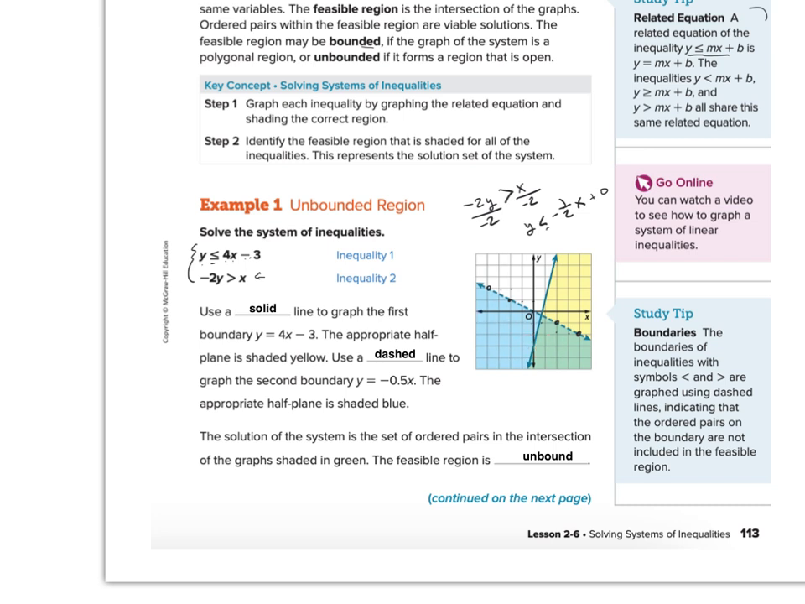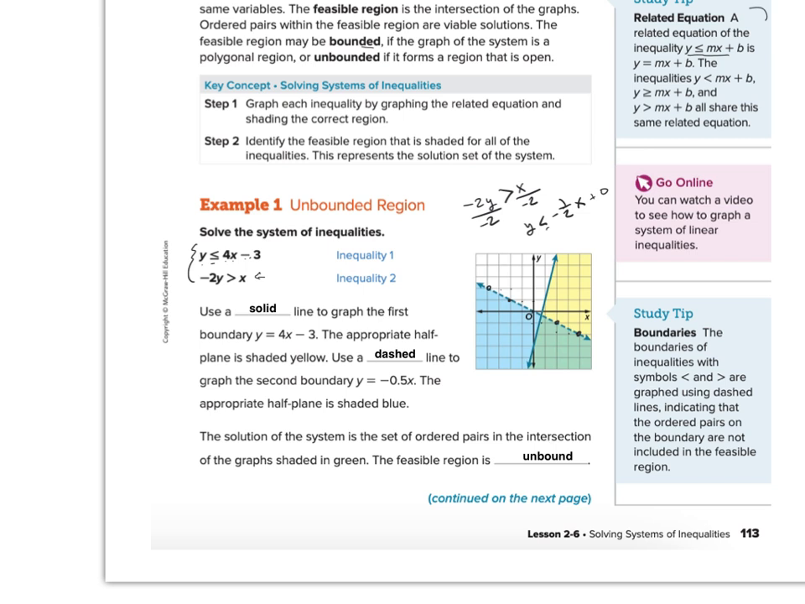So the region that is a solution to this system is where both solution sets overlap. The yellow region and the blue region overlap here. So this green area, if you can see it, should be a different shade, black and white. This region right here is where both inequalities have a solution. So that is understanding where I find my solutions.